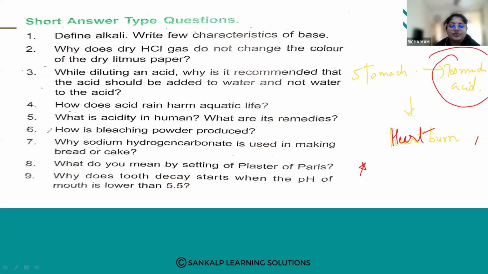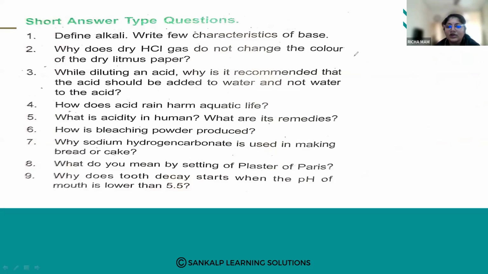Fine. Next question. How is bleaching powder produced? Bleaching powder is produced by passing chlorine gas over dry slaked lime, that is calcium hydroxide, Ca(OH)2.